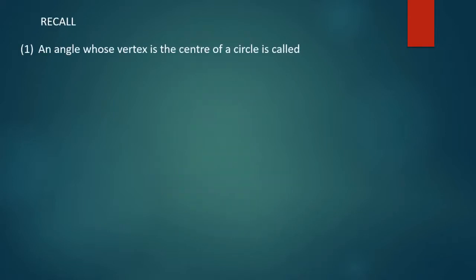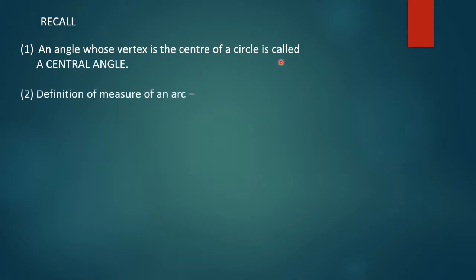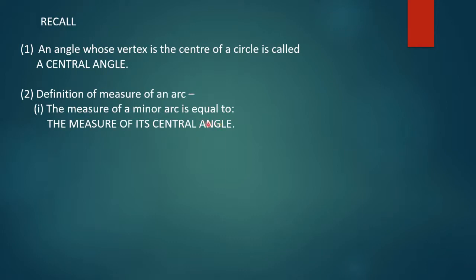Let us recall. We know that an angle whose vertex is the center of a circle is called the central angle. Then we studied the definition of measure of an arc. The measure of a minor arc is equal to the measure of its corresponding central angle. So, whatever the measure of the central angle is, the corresponding minor arc will have the same measure.